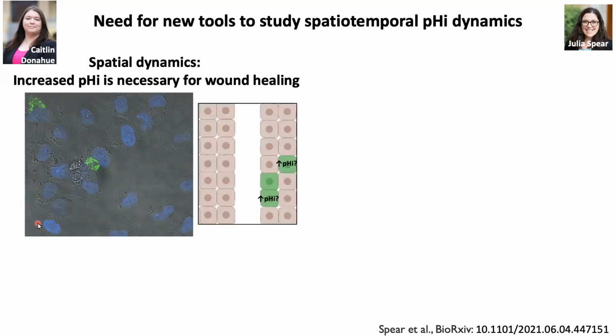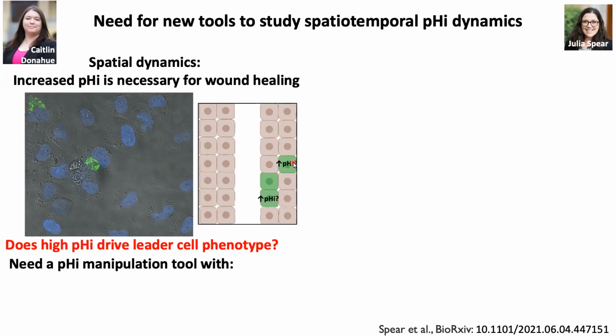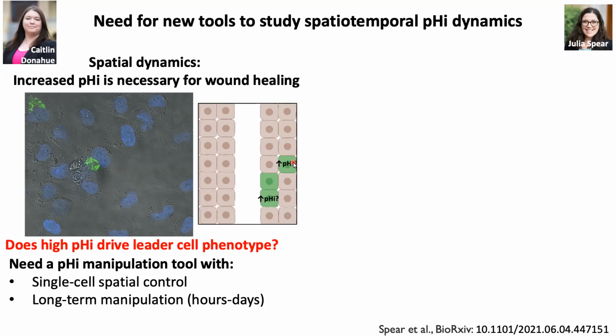However, it's not known how spatial pHi dynamics at the leading edge versus in follower cells may contribute to this effect. So this leads to the question of whether high pHi drives the leader cell phenotype. In order to answer this, we need a tool that allows single cell spatial control of pH, long-term manipulation on the order of hours to days, and one that ideally is non-damaging and non-toxic.